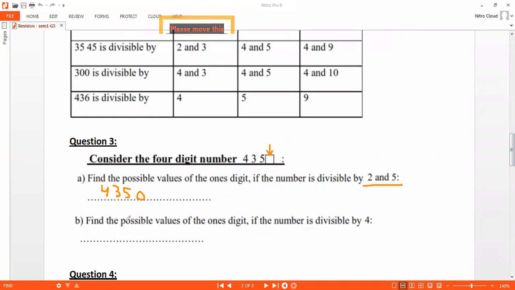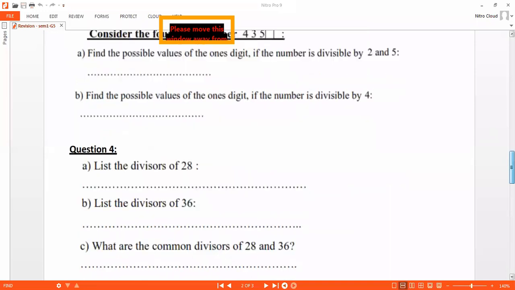Now in part B, also we have 4,350 something, such that it's divisible by 4. So it's either 4,352 or 4,356. I wish it's clear for you. Let us now continue to question number 4.